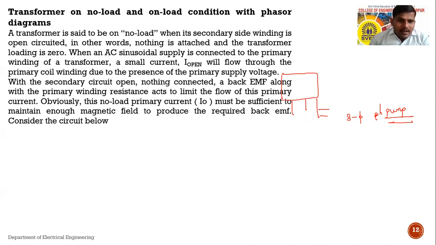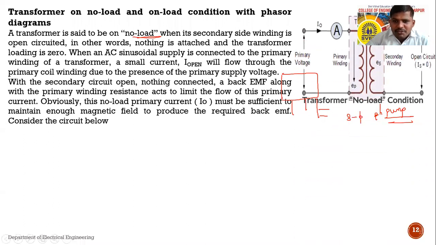Now see here, when the transformer is on no load condition, we will first discuss this one point, that is, the transformer on no load condition, right? The transformer on no load condition with its phasor diagram. See, a transformer is said to be no load. Okay, what is meant by no load? Here the load should be 0. I will show the diagram.